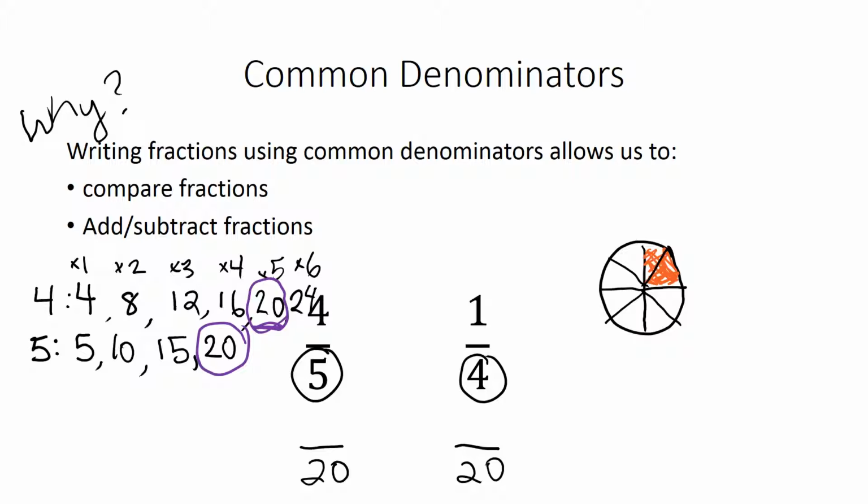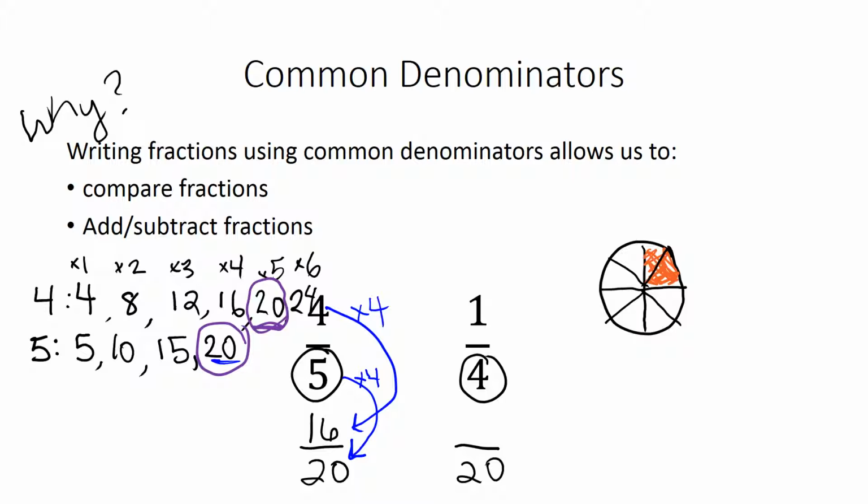Now these are equivalent fractions, so we have to keep them the same amount. What we do is we see how many times I had to multiply 5 to get 20, and that was 4 times. So whatever I do to the denominator, I have to do the same thing to the numerator. So I multiplied my denominator times 4. I'm going to do the same thing to my numerator times 4. What's 4 times 4? 4 times 4 is 16.